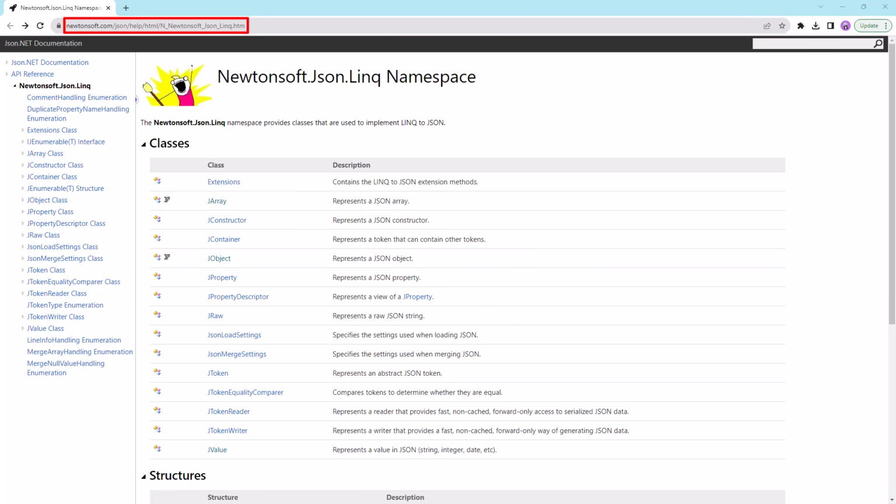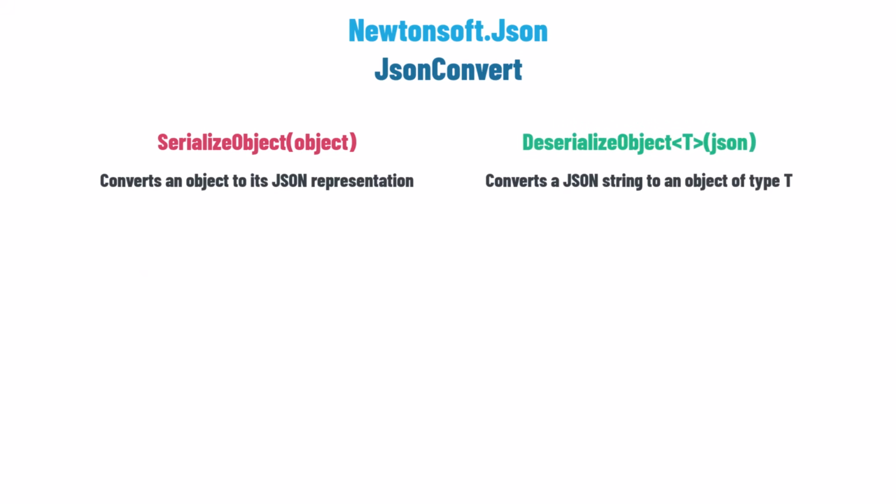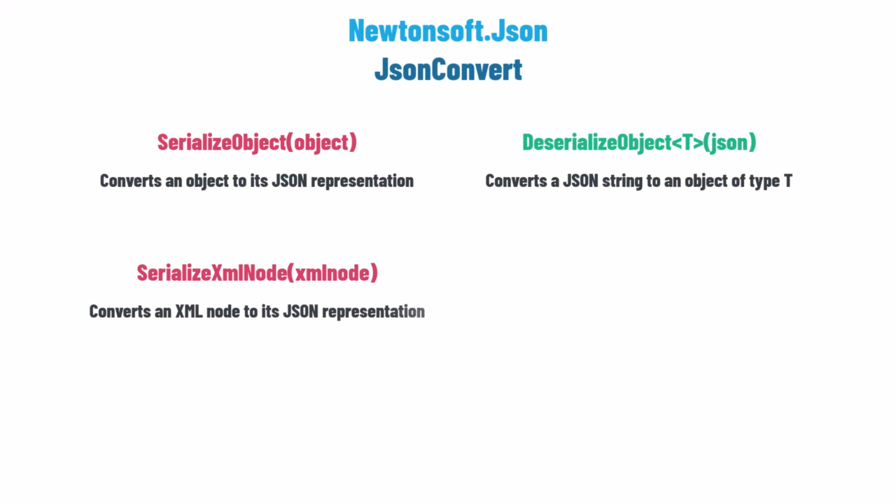Let's check the second namespace, Newtonsoft.Json. I will explain only one class, JsonConvert. This is the main class you'll use for most serialization and deserialization tasks. Some methods of this class are the following. SerializeObject converts an object to its JSON representation. DeserializeObject of T converts a JSON string to an object of type T. SerializeXmlNode converts an XML node to its JSON representation. DeserializeXmlNode converts a JSON string to an XML document.